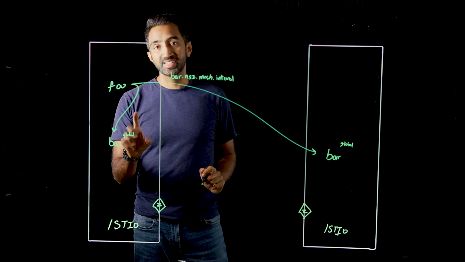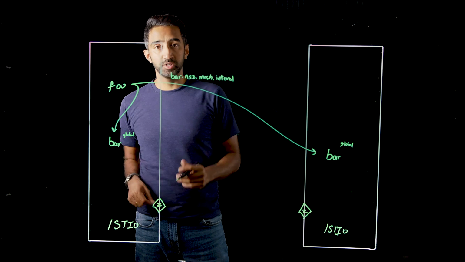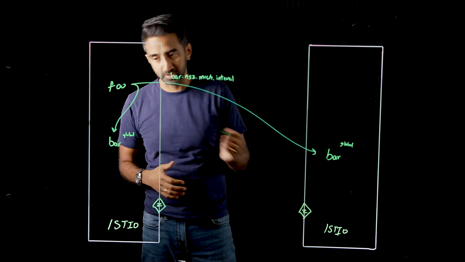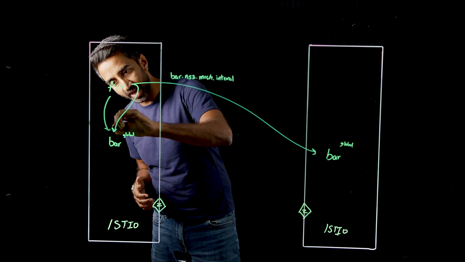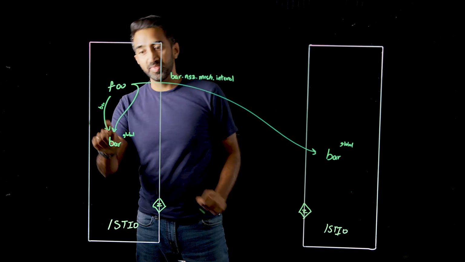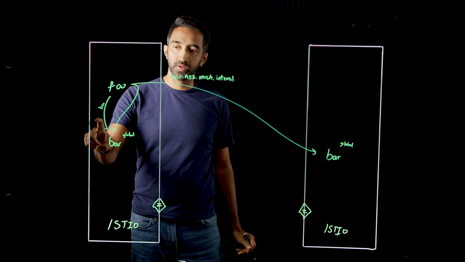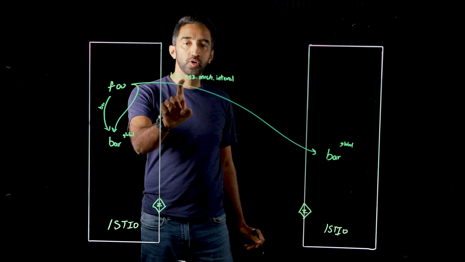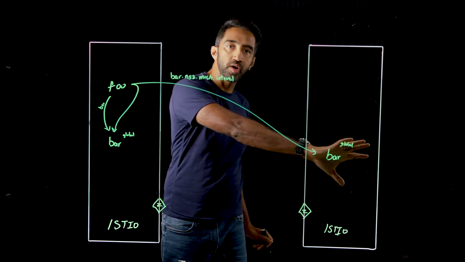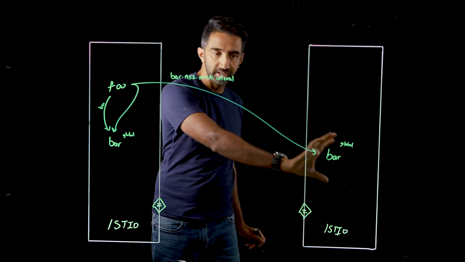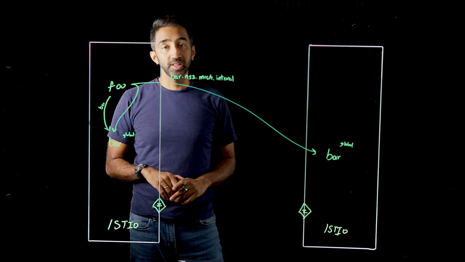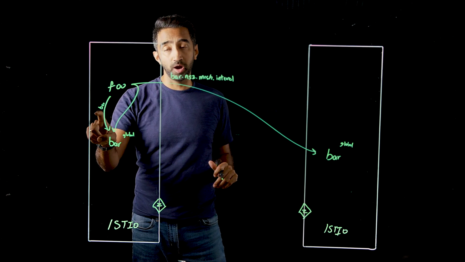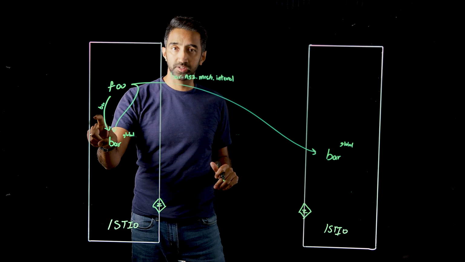But if you call the standard Kubernetes hostname for bar, which is either bar or bar.ns2 or bar.ns2.service.cluster.local, if you just do bar, then that traffic stays local. So anybody that calls bar will always get the bar on that local cluster. But if you call this mesh internal address, you get routed to bar in both destinations.